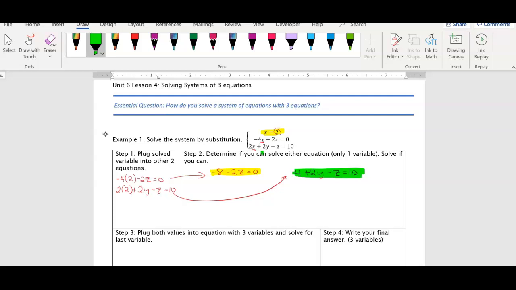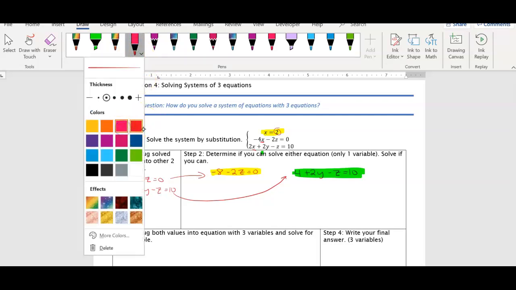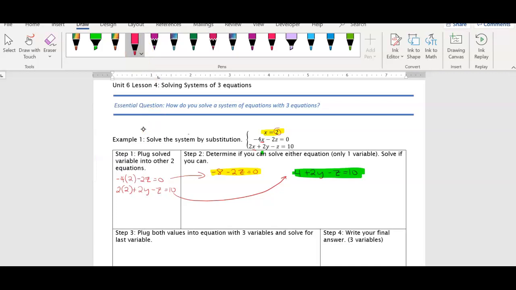if you can. So I can solve the equation that has only one variable, which is that first one in yellow that I highlighted. And the way I'll do that is I want the z to be by itself, so I need to move that -8 over to the other side. So plus 8, and if the 8's cancel, I'm left with -2z equals 0 plus 8, which is 8. Now at this point I can solve for z by dividing by -2, and z equals 8 divided by -2, which is -4.